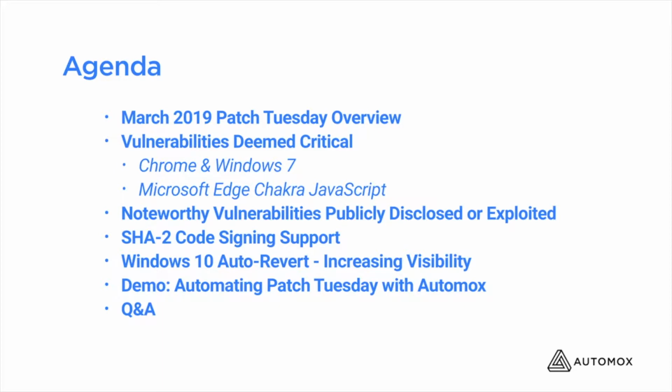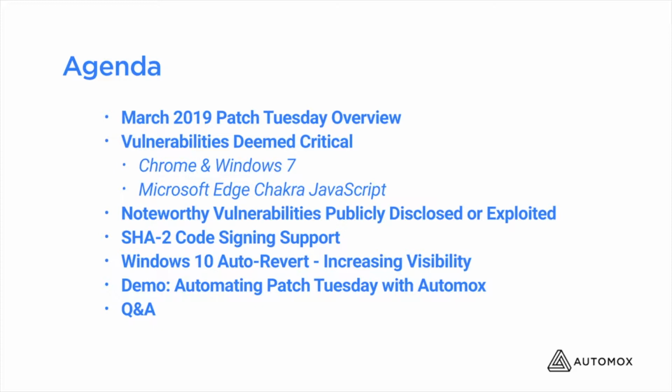So a couple of things we're going to cover. Some of the critical vulnerabilities. That includes the Chrome and Windows 7 zero-day vulnerability, and also the Microsoft Edge Chakra JavaScript vulnerability that's been discovered. We'll also talk about some noteworthy vulnerabilities that have been publicly disclosed or exploited. We'll talk about Secure Hash Algorithm 2, the change in the code signing that Microsoft uses for their support. We'll talk about a Windows 10 auto revert functionality that came out recently by Microsoft. And then we'll do a quick demo to show you how to actually remediate all these different vulnerabilities within your environment. And then we'll save some time at the end for some Q&A.